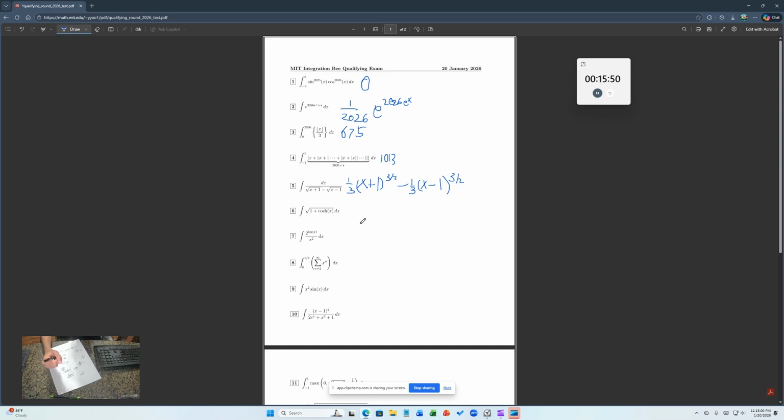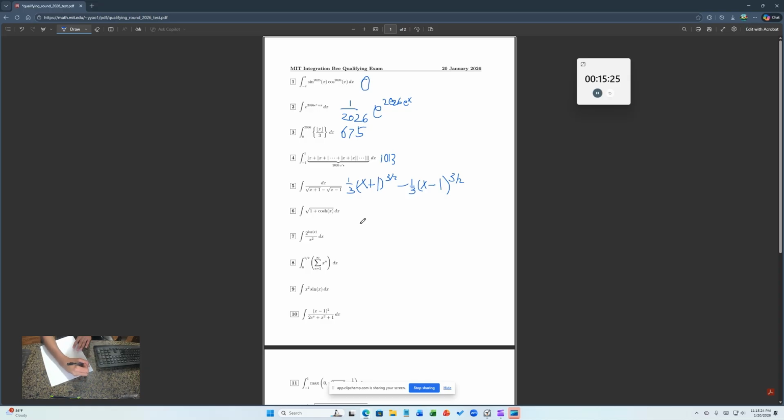And do we substitute tangent? So that becomes secant over 2 tangent, square root of tangent times secant squared. Wait, that doesn't work. You know what, I'll come back to this one.